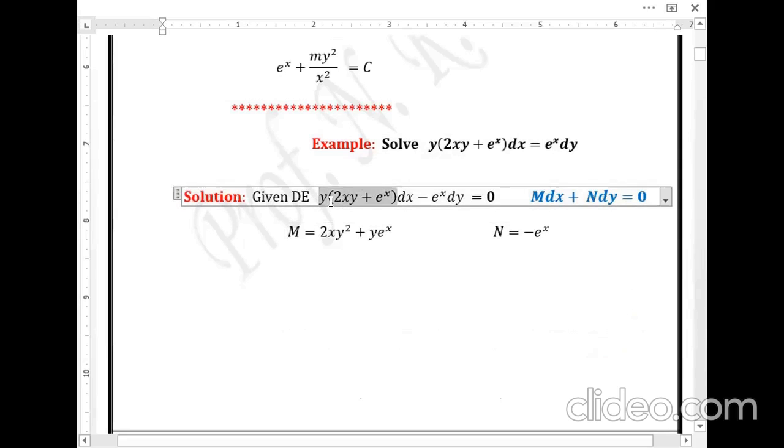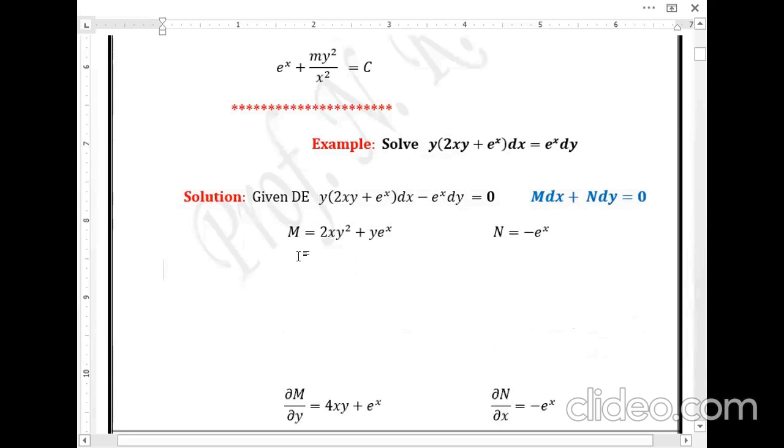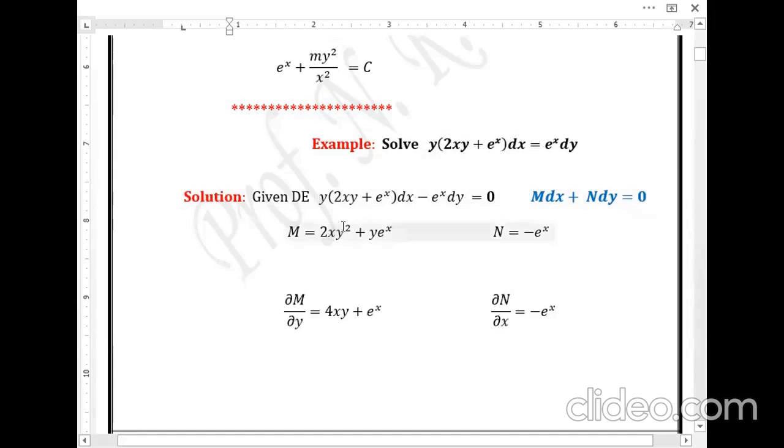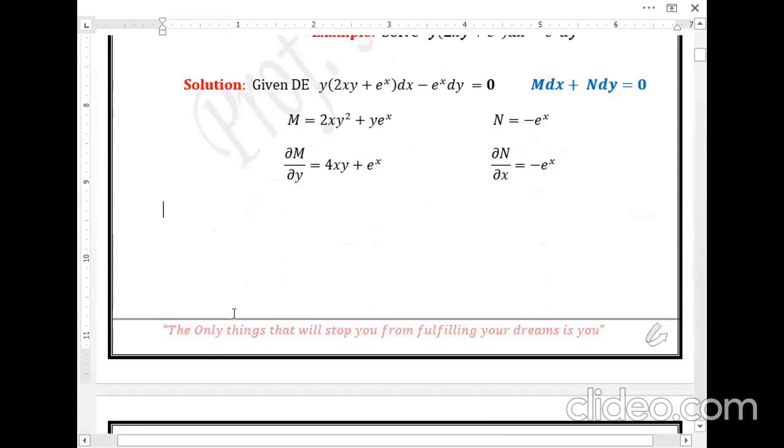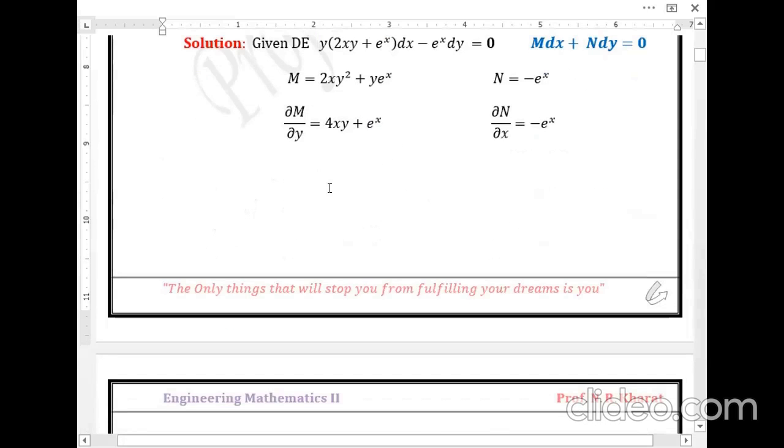This y gets multiplied into the bracket, so we get (2xy² + y e^x) dx. And e^x is nothing but N with a minus sign. Differentiating, we have to differentiate M with respect to y. So the derivative of y² is 2y, and with 2x it becomes 4xy. The derivative of y is 1, so we get e^x. The derivative of minus e^x with respect to x is minus e^x itself. When we observe this, these two are not similar, which means the given differential equation is not exact.